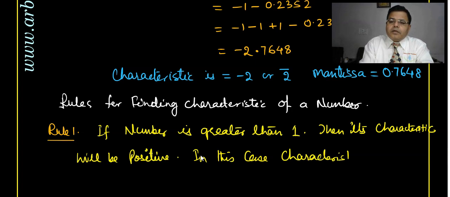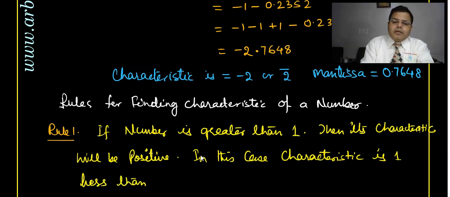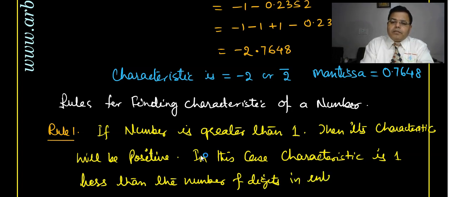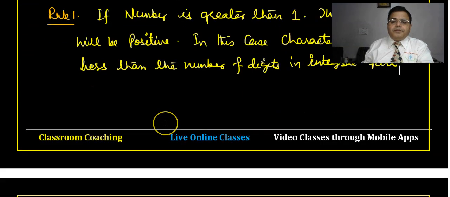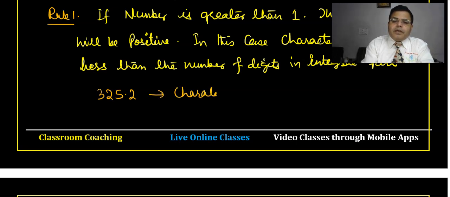Characteristic is 1 less than the number of digits in the integral part. For example, if you have to find the logarithm of 235.2, the characteristic will be, since the integral digits are 3, 1 less than that.